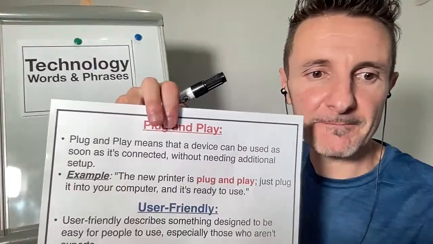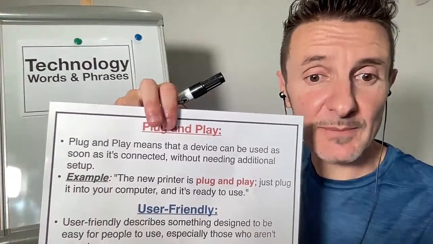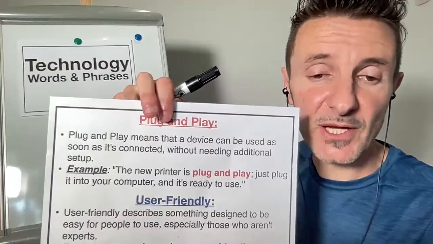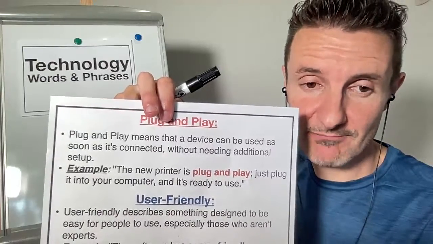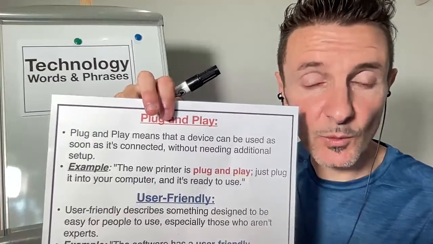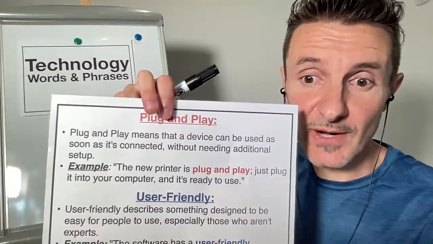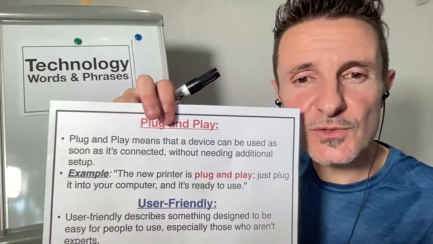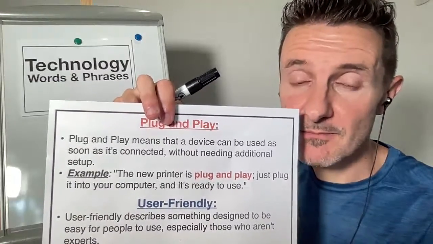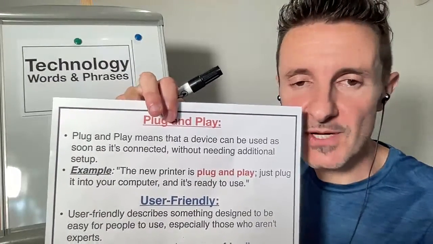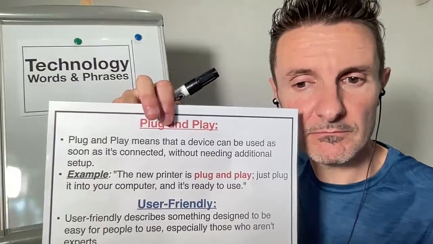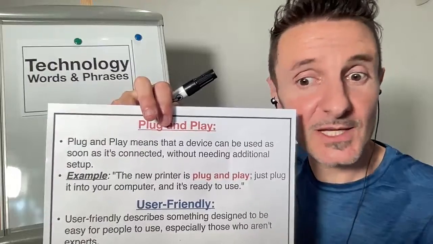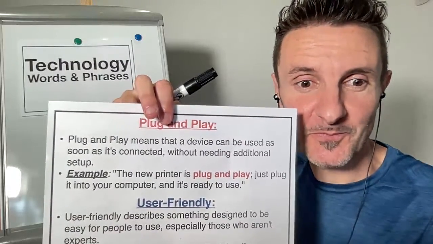Okay, here's user-friendly. User-friendly describes something designed to be easy for people to use, especially those who aren't experts. So if you're not an expert with computers, if it's user-friendly, it's easy for you to know what to do. It's easy for you to use it because it's designed to work very easily. It's user-friendly. You are the user and the computer or the machine is friendly. It makes it easy for you.